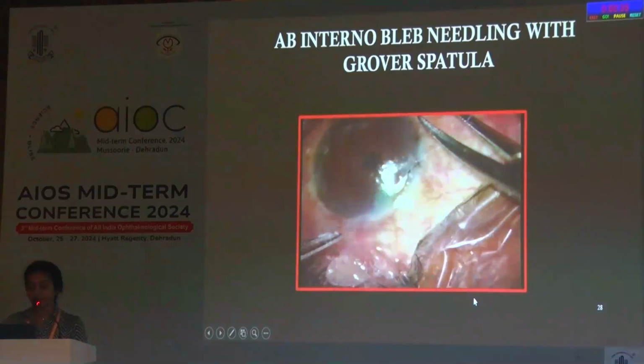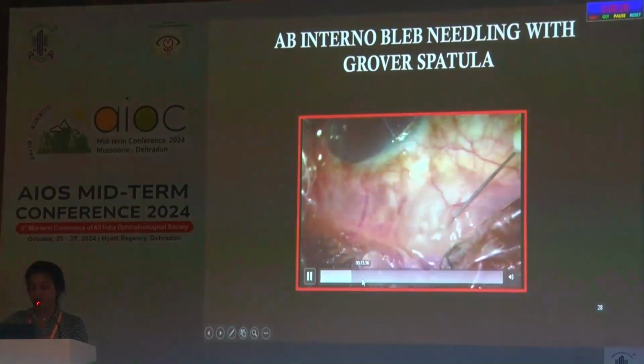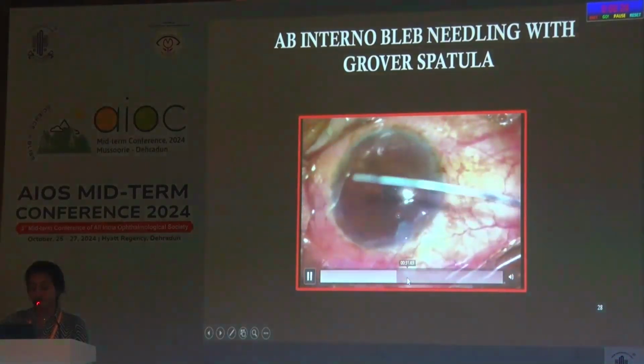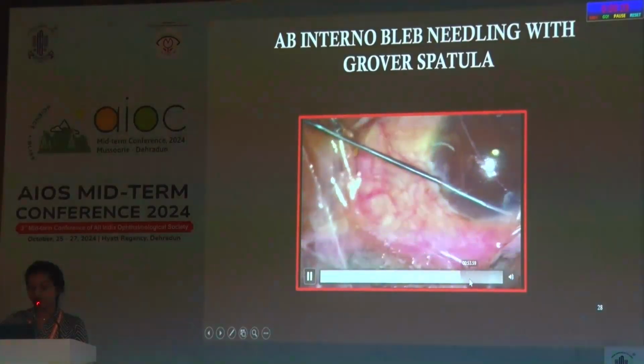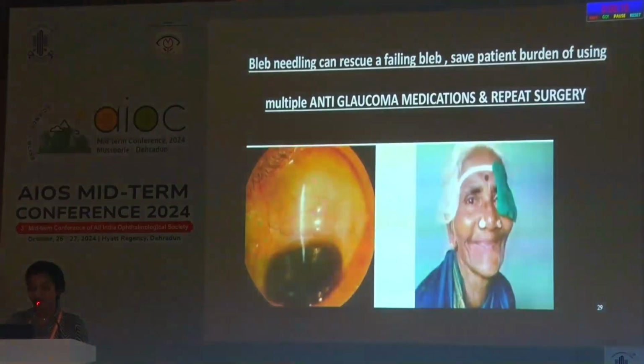Another technique for bleb needling is ab interno bleb needling with Grover's spatula. In this, similar injection mitomycin C is injected, and then by the side port, Grover's spatula is inserted, and the scleral adhesions are broken at the level of subconjunctiva and the scleral bed.